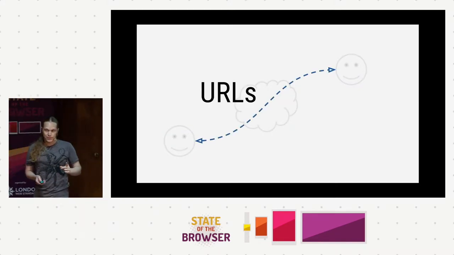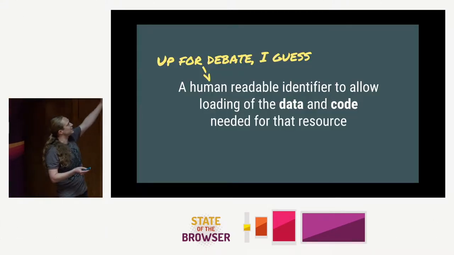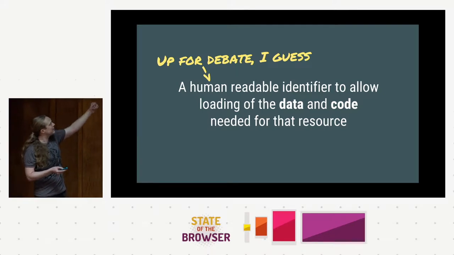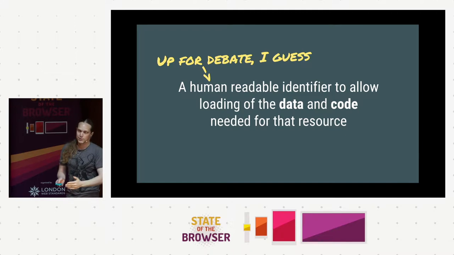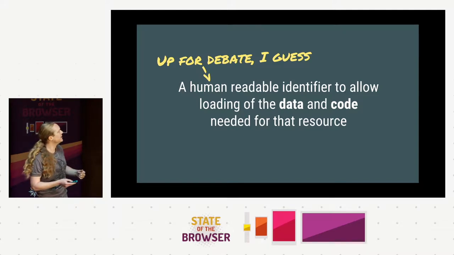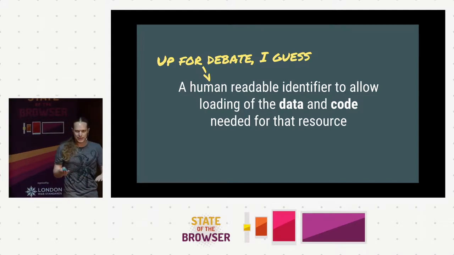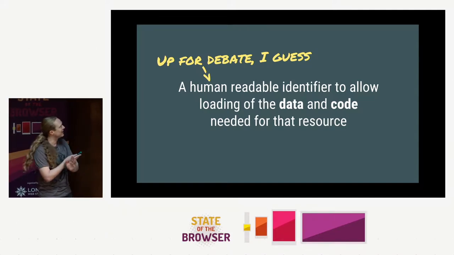Now, on the web, we have a handy way of doing this, which is URLs. I was thinking to myself, a URL is this human-readable identifier that allows the loading of data and code needed for that particular resource. Of course, if you've been looking around at the news recently, then whether this is really human-readable is up for debate. But developer-readable, I guess? There's a Venn diagram with developers and humans, I think.